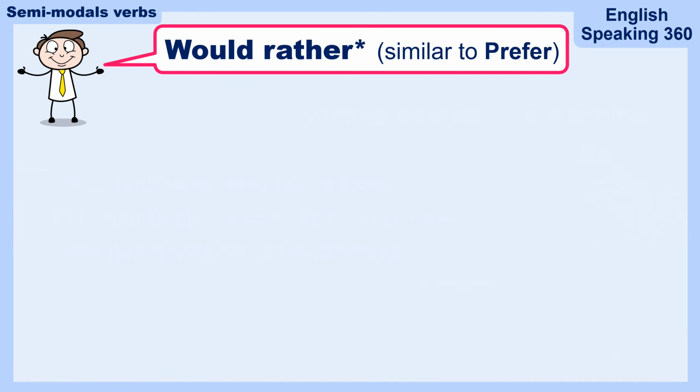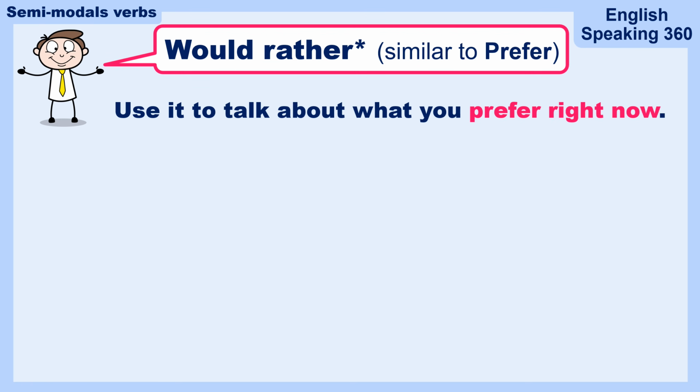Would rather is another special case. Like I said about the previous one, some people do not include it in the semi-modals, but I'm giving it to you as a bonus. Would rather is similar to prefer. So use it to talk about what you prefer right now. So someone is giving you a choice right now, and you pick one of the two options.